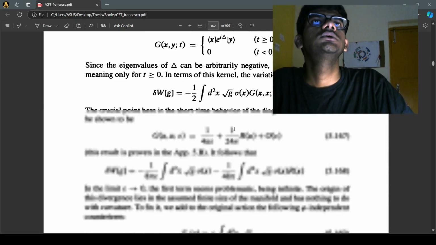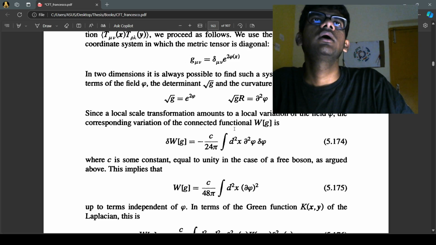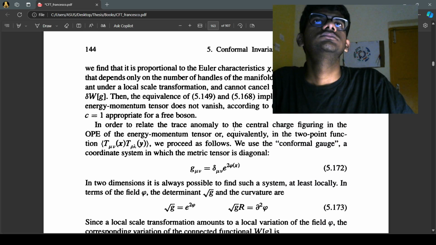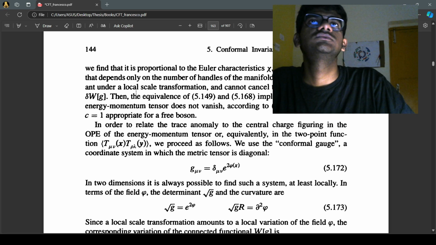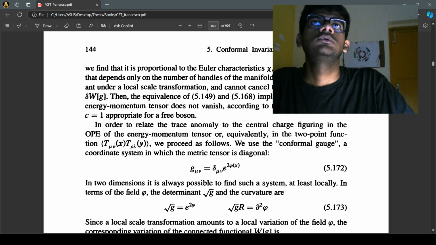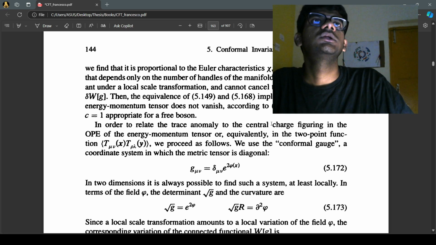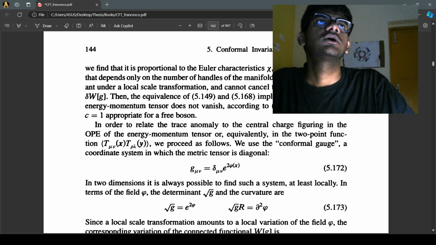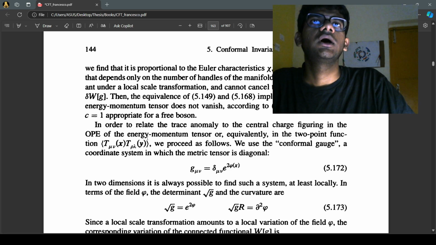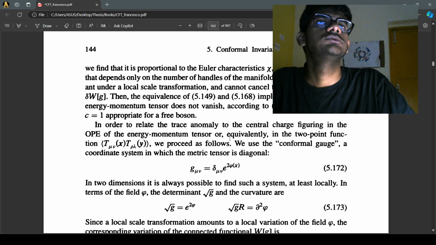In order to relate the trace anomaly to the central charge, figuring in the OPE of the energy tensor, equivalent to the two-point function, we proceed as follows.